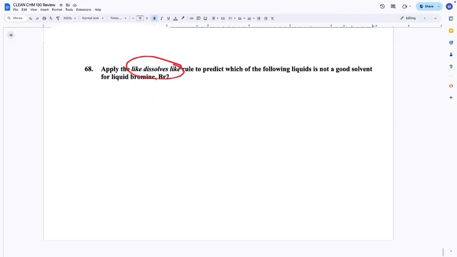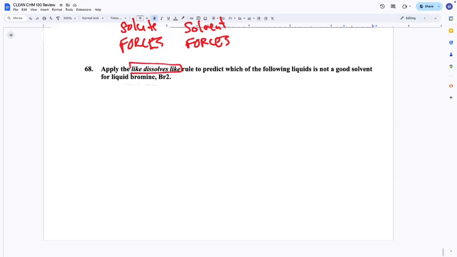Our "like dissolves like" was talking about the forces of our solute being similar to the forces of our solvent. Okay, that's our big deal. So if we're going to have something dissolve, those forces need to be the same. What's our solvent in this case? Which is a little bit unfortunate. The solvent is the answer. Okay. So what's the solute?